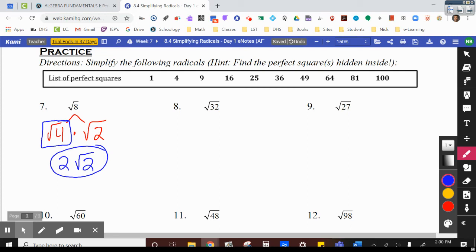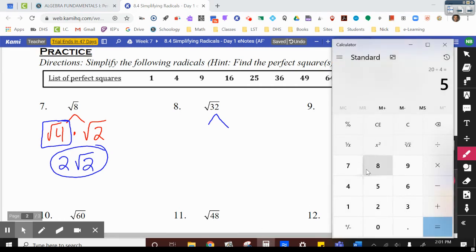All right, number 8 is the square root of 32. Actually, with 32, there are two perfect square factors of 32, because 4 times 8 is 32. So I could do that route. However, there is another perfect square factor of 32. To make it easier on yourselves, you always want to try to find the largest perfect square factor when you're simplifying radicals.